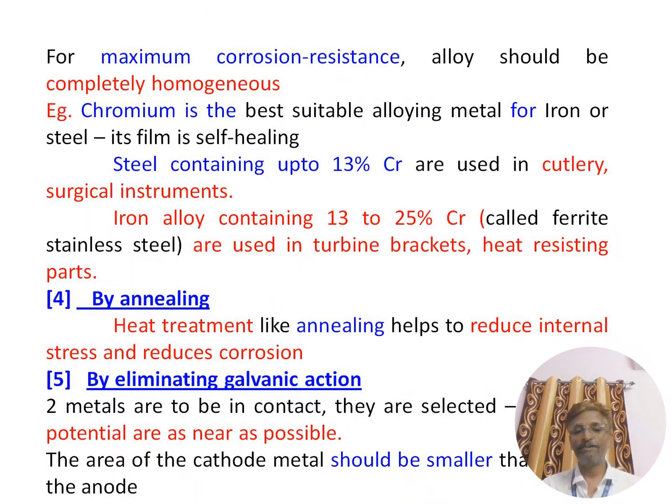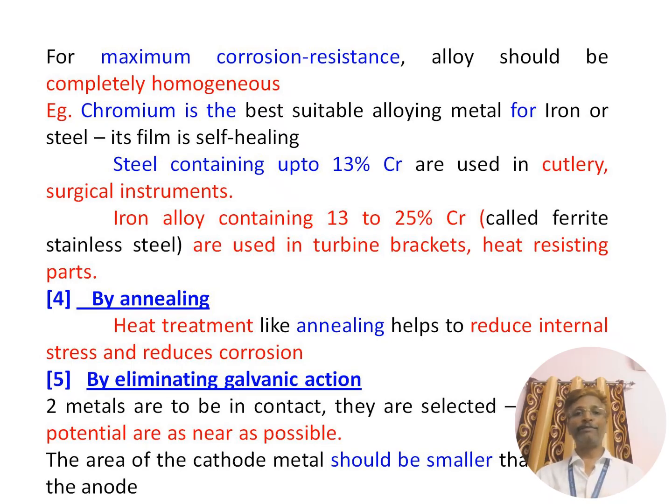Okay, let us see the next one. A few examples I have explained. The first one, for maximum corrosion resistance, the alloy should be completely homogeneous. That is very, very important. Whatever alloy you are manufacturing, the alloy should be completely homogeneous. Then only it is effective. Otherwise it will not be effective.